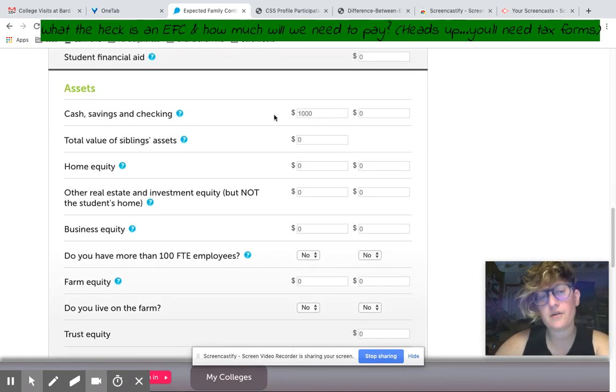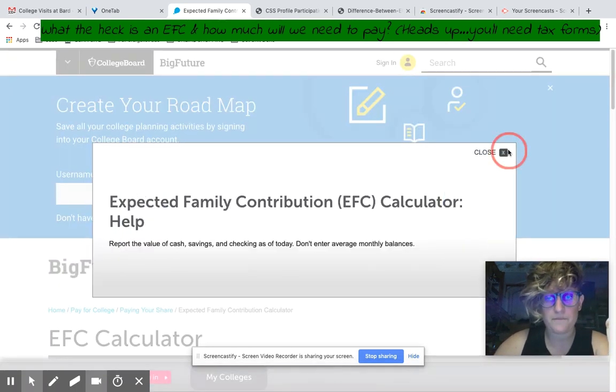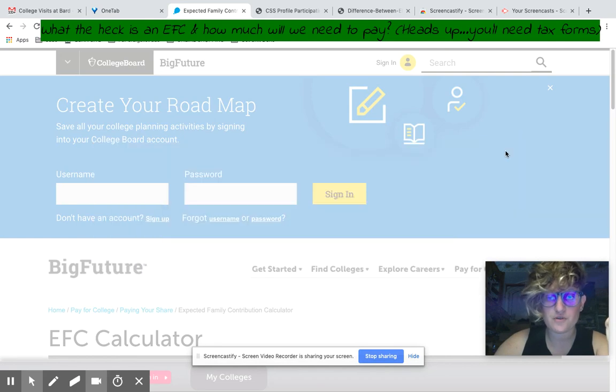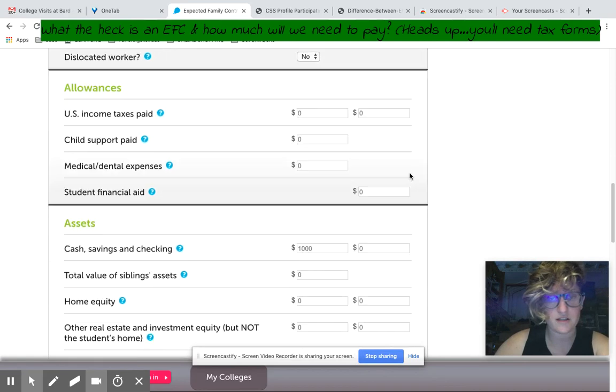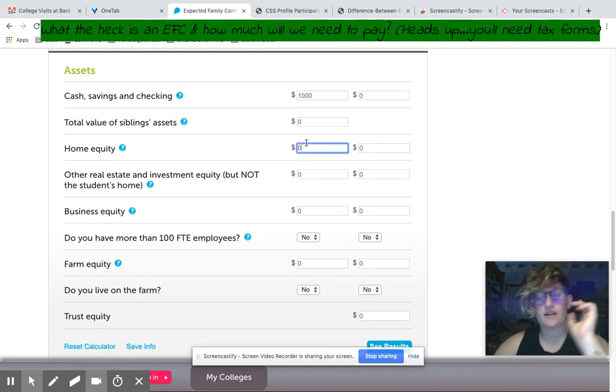Cash and savings. Now, people always ask, does it have to be the exact number? A rough estimate is good. So you might have to ask your family, right? Don't enter average monthly balances, but just answer with, in general, what's in there. Home equity. Now, this is really important.